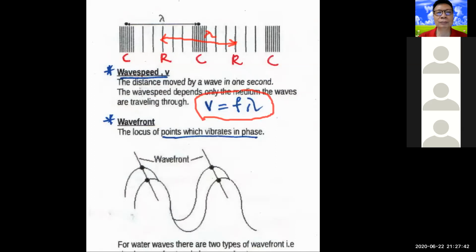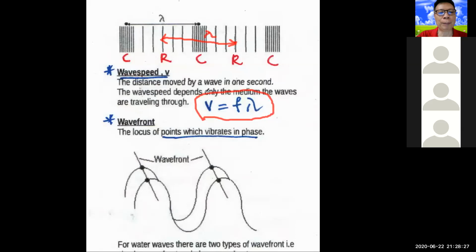A new formula for you. To find the speed, you take V equal to F lambda. That means from this formula, how fast the wave is moving actually depends on the frequency and depends on the lambda. When the lambda is big, the speed is big. When the frequency is high, the speed is also high. So frequency and lambda can determine the speed of the wave. The distance moved by the wave in 1 second is the speed.